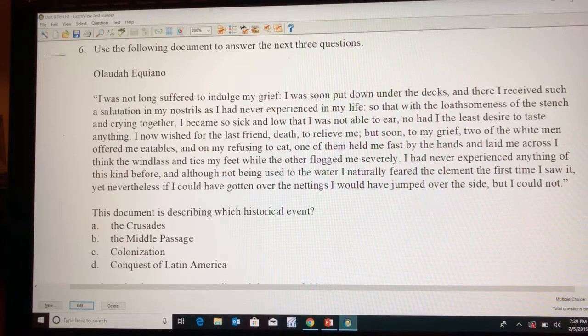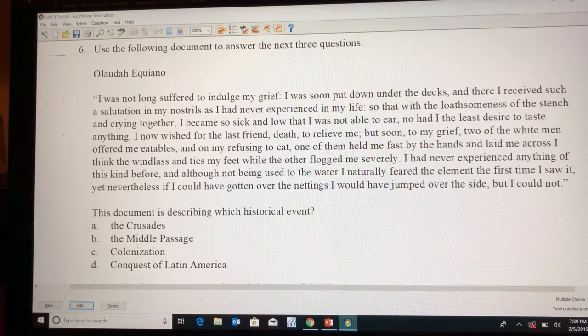So basically, this guy is being put under deck, so maybe a ship, right? And he's saying he's not having the time of his life, right? It smells bad. He feels sick. So now I wish for the last friend, death, to relieve me. Okay, so this guy, he's on this boat, right? He's under the deck. It's horrible. He says he wants death. But soon to my grief, 2 of the white men offered me eatables. So they offered him food.